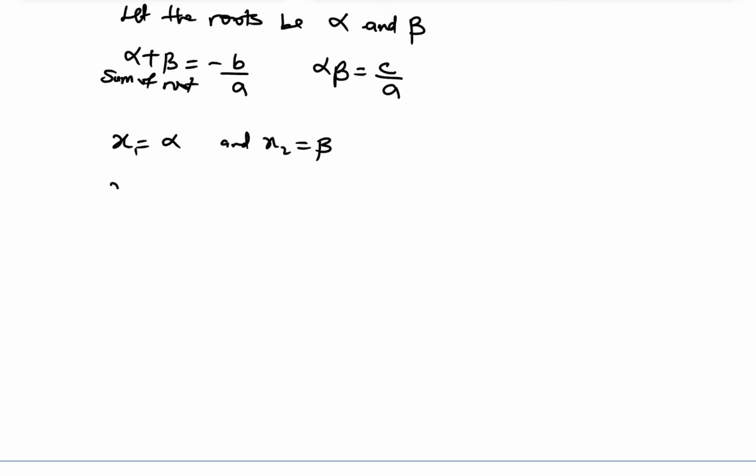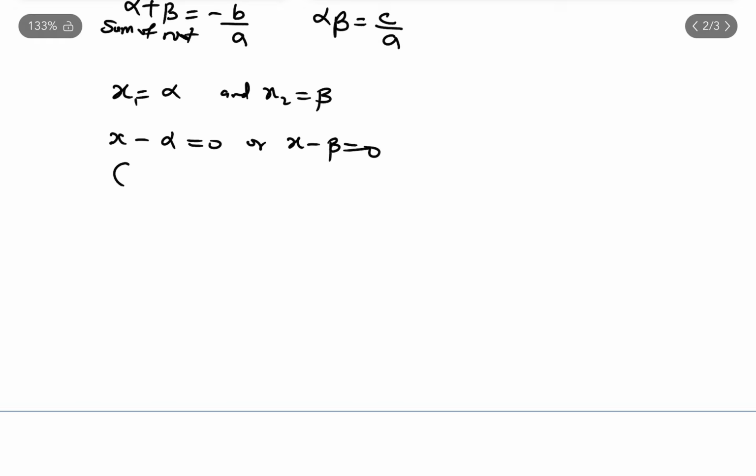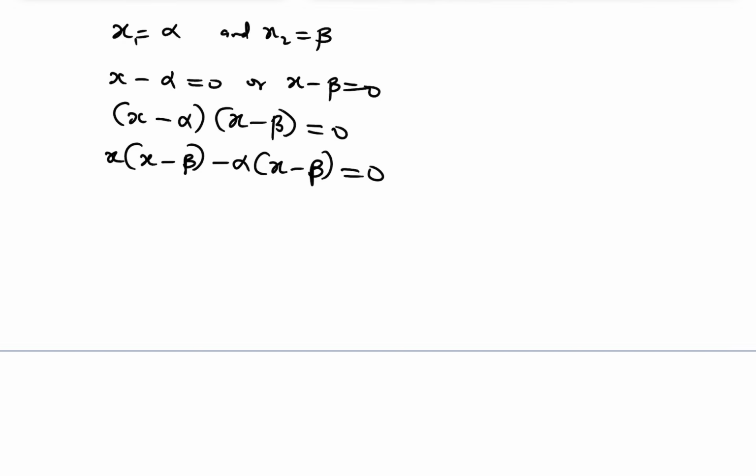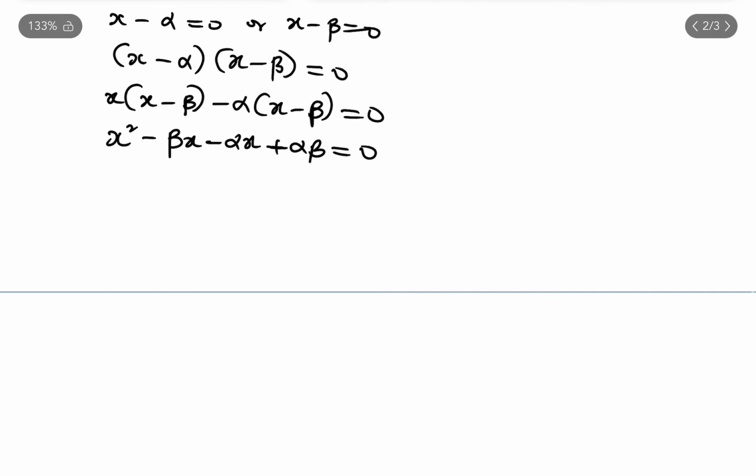If you try to reverse all that we did to get this answer, this is also going to give us x minus beta equals 0. So you can write it back like this: x minus alpha, then x minus beta equals 0. Then we can expand. That means x into x minus beta, minus alpha into x minus beta, equals 0. This is going to give us x squared minus beta x minus alpha x plus alpha beta equals 0.